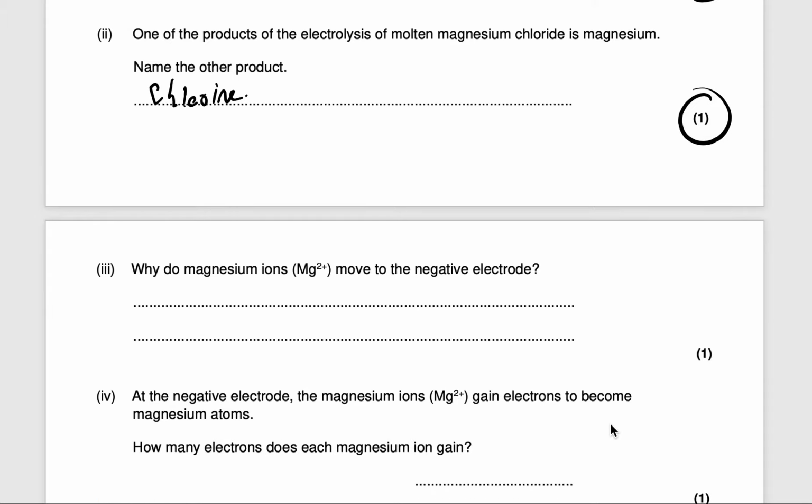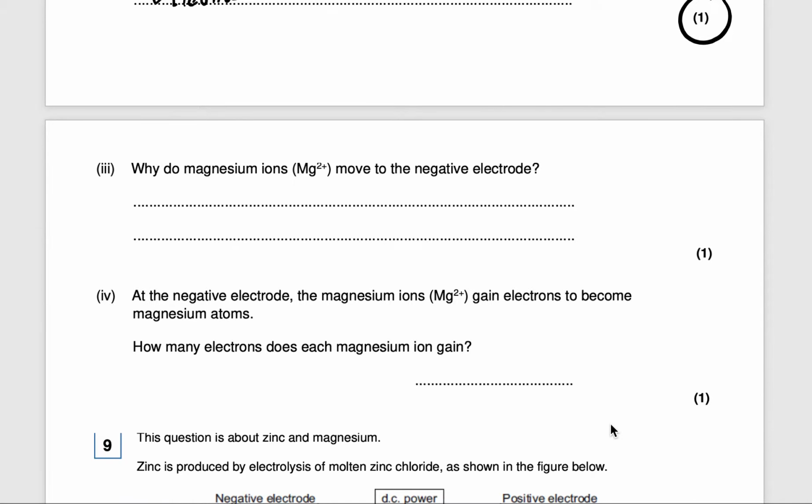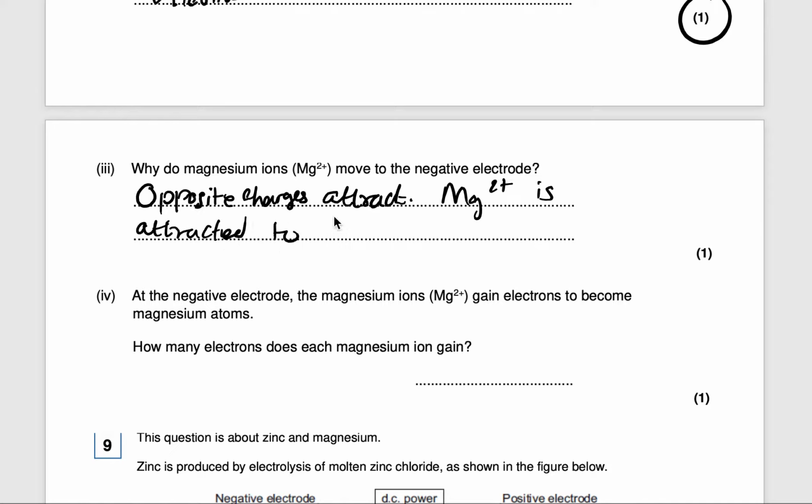Okay, 1 mark again. Why do magnesium ions Mg2+ move to the negative electrode? Well, Mg2+ have a positive charge and are going to be attracted to the opposite charge, which is the negative electrode. So opposite charges attract, and because opposites attract, Mg2+ is attracted to the negative electrode. Okay, and that will get you 1 mark.